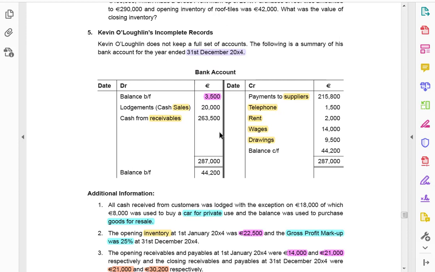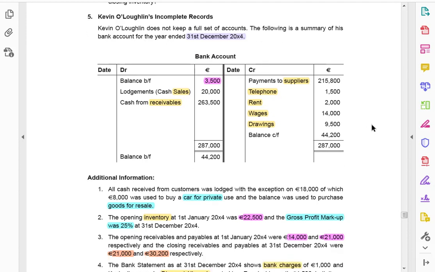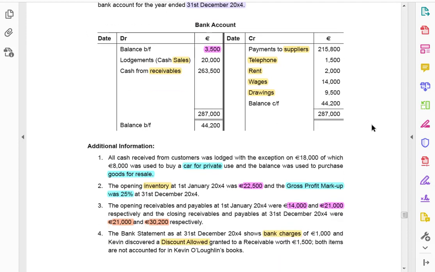The next thing that I would do before I start the question is look and say, okay, what do I see? What are the things that I see? I want to try to figure out what accounts I am going to have. Well, I'm going to have bank, sales, receivables, suppliers or payables, phone, rent, wages and drawings. I'm listing all of these for myself.